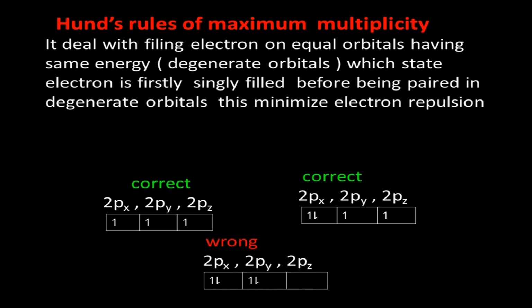This is a wrong way of filling electrons, and this is what the rule is saying: first of all, you have to fill all these orbitals singly before being paired, but this was being paired first and it was not completely filled. So this is a wrong way of filling electrons.